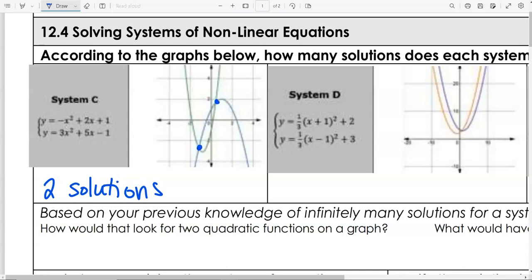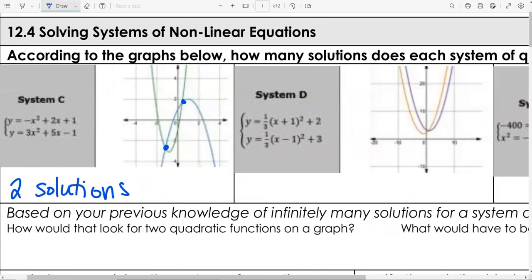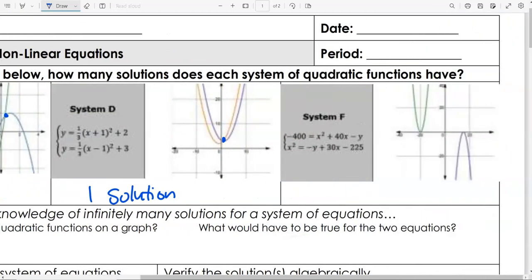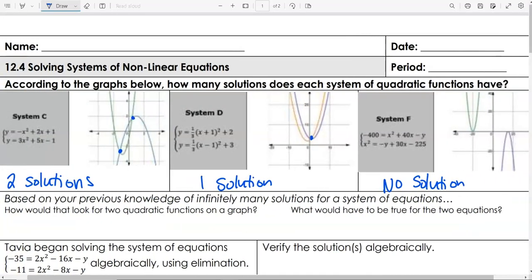Yes. How about the one in the middle? There's just one solution this time because we're intersecting at just one spot. And then the last one, they're not touching each other at all, so this is going to be no solution. Okay, so those three outcomes are still there.